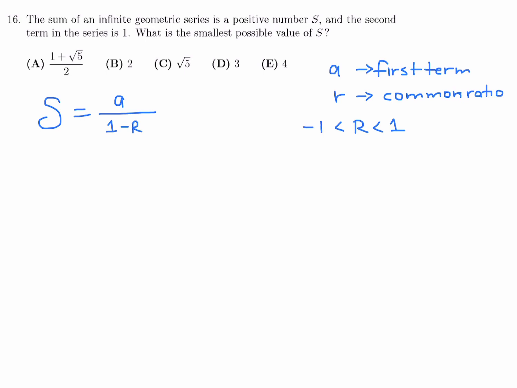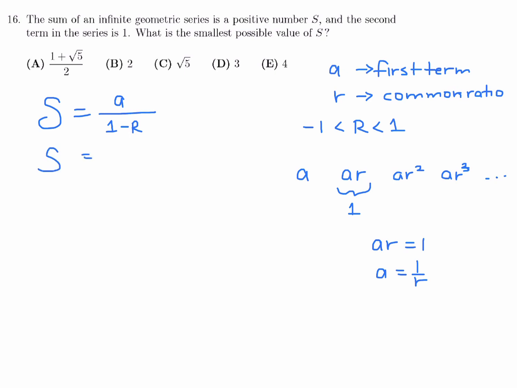The terms are going to be a, ar, ar squared, ar cubed, and so on, right? But they don't give us any of the terms except the second one. They tell me that this guy is equal to 1. So, okay, ar, therefore, is equal to 1. So I can isolate a equals 1 over r and put that into here.